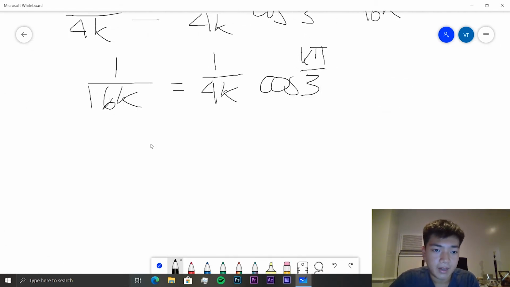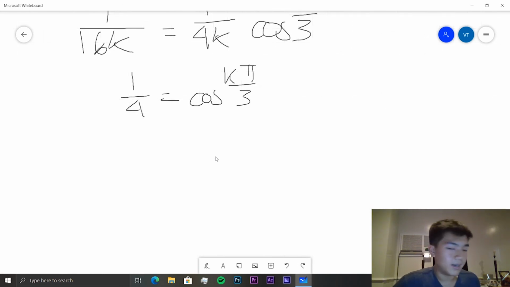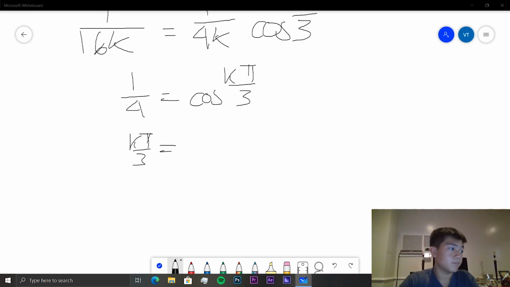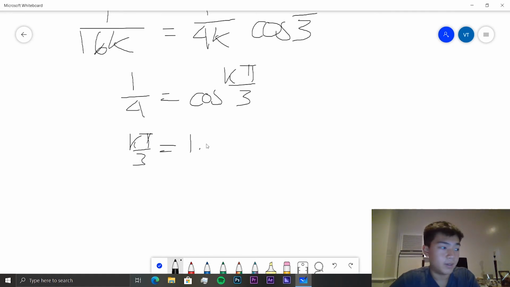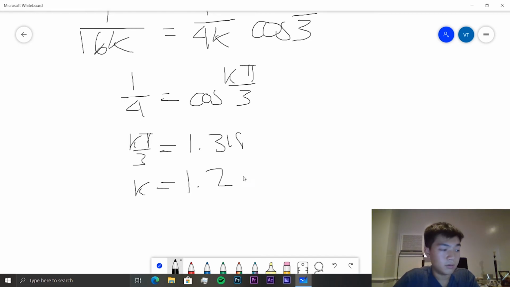So we have 1/4 is equal to cosine of k pi over 3. What would this be? So k pi over 3 is equal to arc cosine of 0.25, which is around 1.318 radians. So k is equal to that times 3 over pi, so this should be around 1.26.